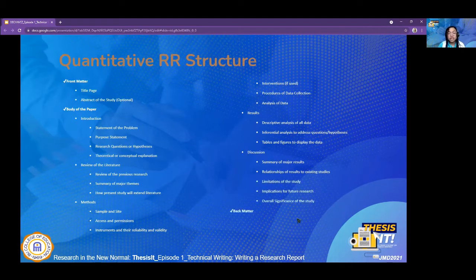In the discussion, you will have the summary of major results and the relationships of results to existing studies. Don't forget to write the limitations of your study and the implications for future research. And we also write the overall significance of the study. At the end of our research report, we write references and appendices. So this is a common structure in writing our research report.